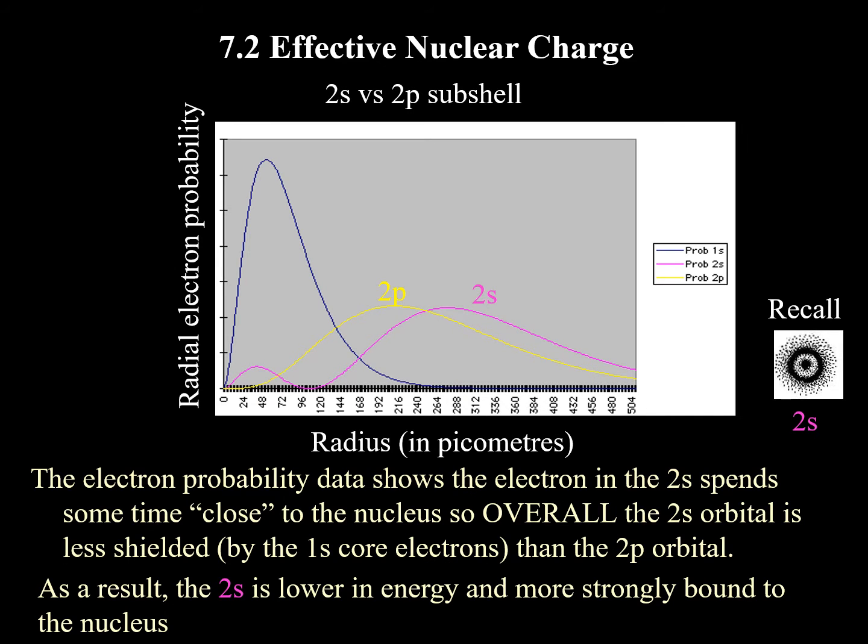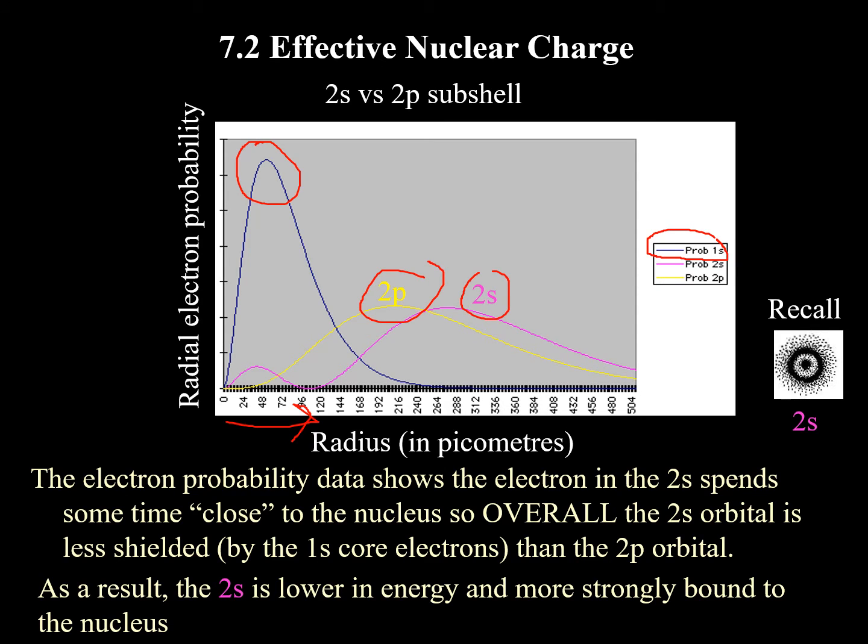So this is a graph which shows the radial electron probability, the probability of finding the electron, versus the radius going away from the nucleus. And we see here for the 1s, as we can imagine, it's very close to the nucleus. High probability of finding the electron very close to the nucleus. For the 2s and 2p, we stated in the previous slide that the 2s is closer in general, lower in energy. And we here have the yellow 2p and the 2s.